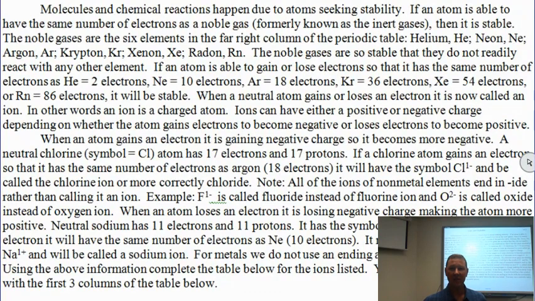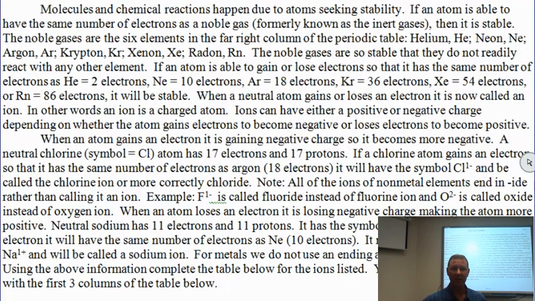When an atom loses an electron, it is losing negative charge, making the atom more positive. Neutral sodium has 11 electrons and 11 protons. It has the symbol Na. If a sodium atom loses 1 electron, it will have the same number of electrons as neon, 10. It now would have the symbol Na1+ and would be called sodium ion. For metals, we do not use the ending as we do with nonmetals.